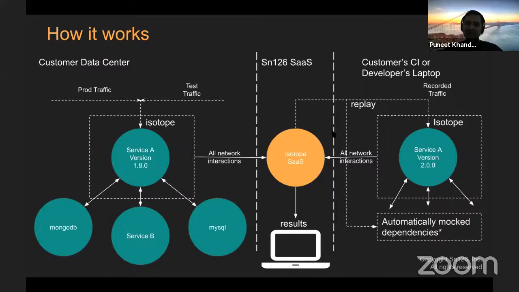At the end of this entire exercise, what happens is that you get a report that condenses all of the differences in behaviors that have been observed across the expected behavior in production versus the observed behavior during the simulation. And you can go look at that report on the Isotope backend. So now I'm going to show you what one of these reports looks like.